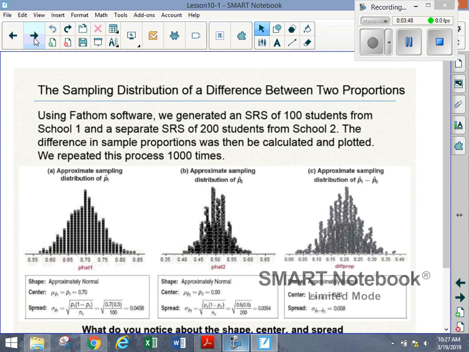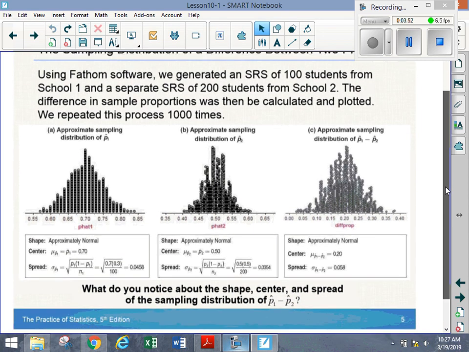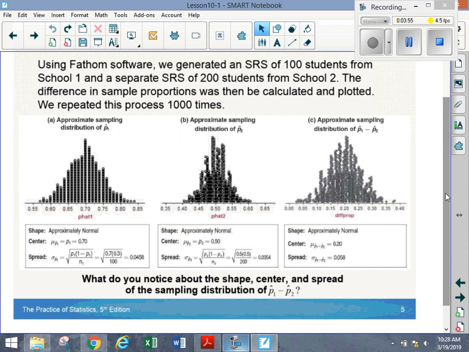They took some software and generated a simple random sample of 100 students from school 1, 200 students from school 2, looked at the difference in sample proportions, and repeated the process 1,000 times. That is a lot of samples. The idea is, what do you notice about the shape, center, and spread of the sampling distribution of P hat 1 minus P hat 2?